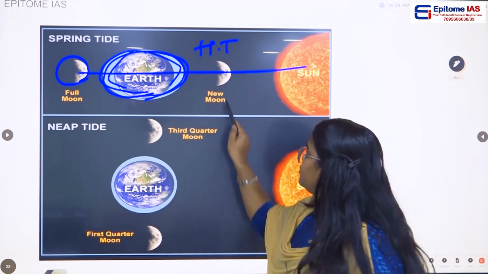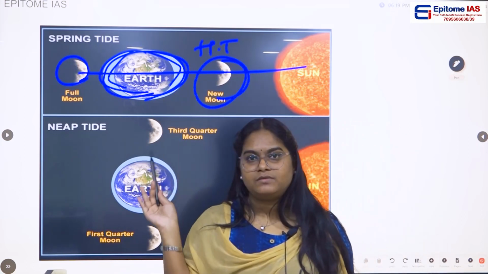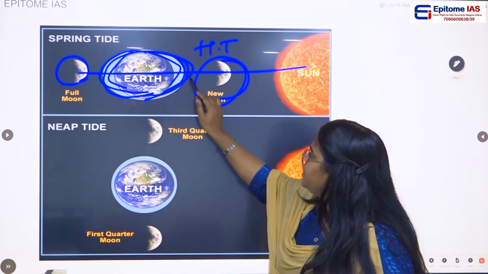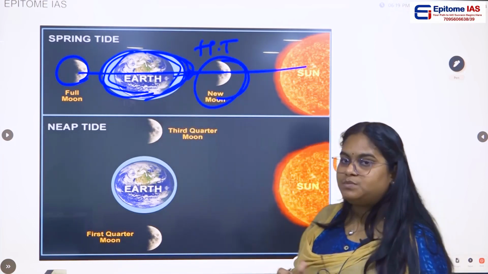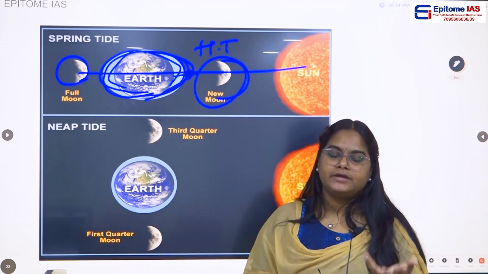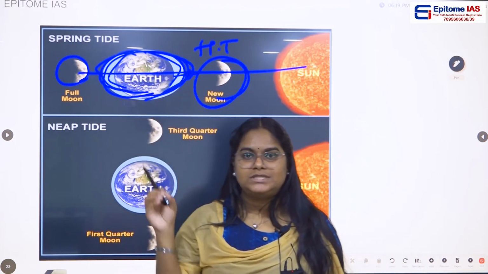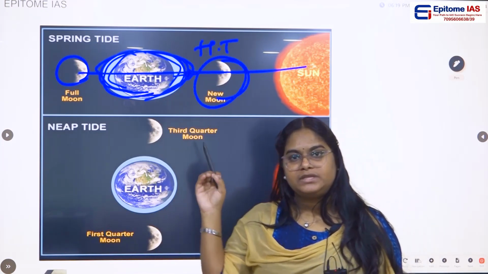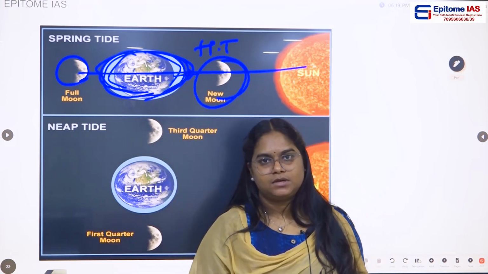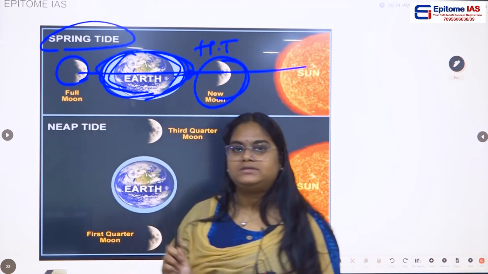But when the moon is in this new moon position and the moon is between earth and sun, what is going to happen? In this case, both the sun and the moon are going to create a much higher tide, because both the sun and the moon are in one direction and they are having a higher gravitational pull. And again, there is going to be a counter tide. So this is also a high tide, but this high tide is higher compared to the first case, the full moon case. These two tides are called spring tides. Both of these tides are high tides.